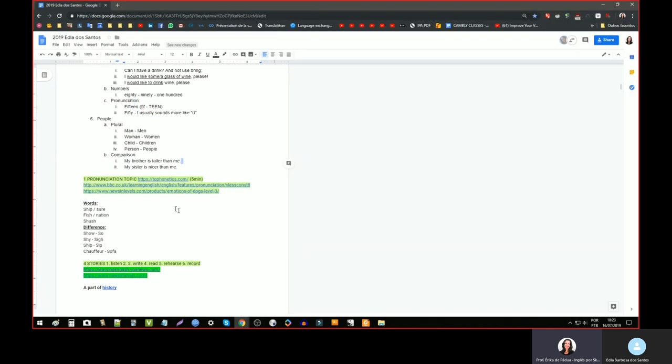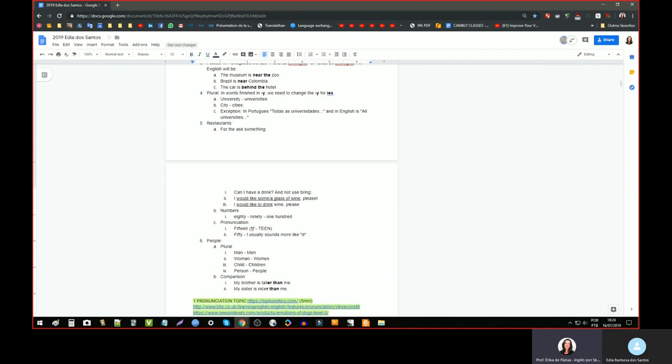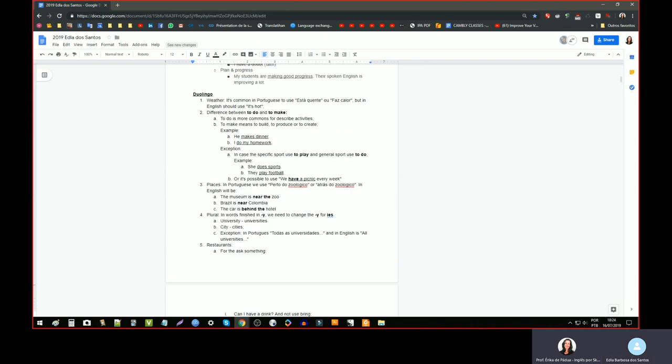And the comparison, oh, we saw so many things. So comparison. My brother is taller than me. And my sister is nicer than me. It's only comparison. So the adjective is tall. If you want to compare two people, you need to add ER to the word. So taller than. ER means "mais", right? Mais alto do que, taller than. And here's the same thing, but here we add only the R because the E is already there. So nicer than, mais legal do que, mais simpático do que. Very nice. Any questions or any other comments about this part? No? Very nice job, Edla.